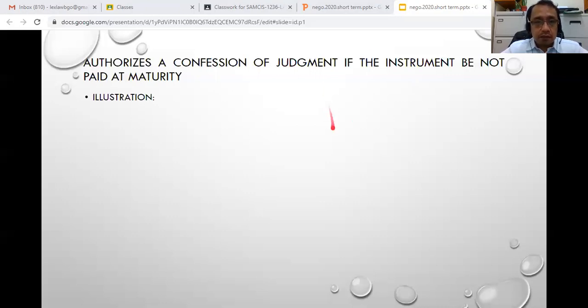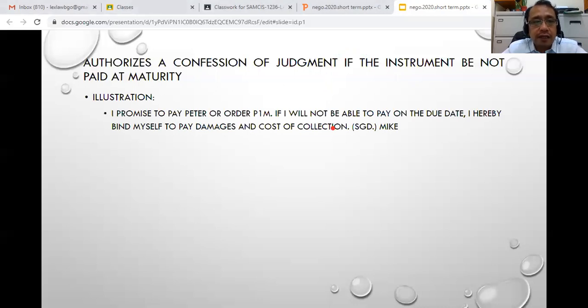So let's take a look at this illustration then. I promise to pay Peter or order 1 million pesos. If I will not be able to pay on the due date, I hereby bind myself to pay damages and cost of collection. Signed, Mike.